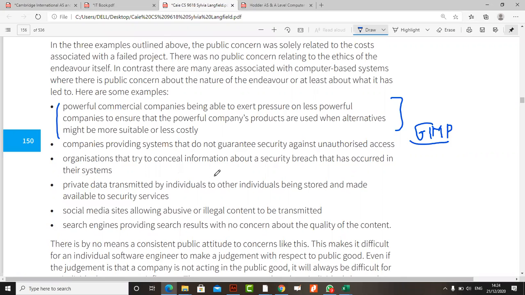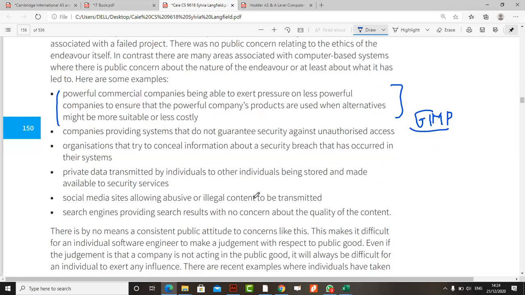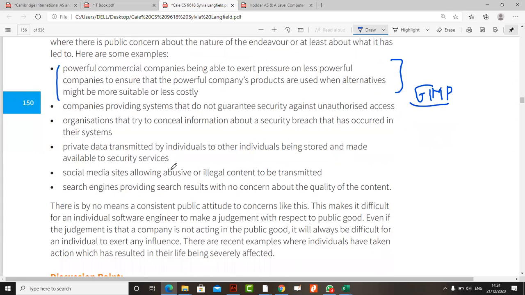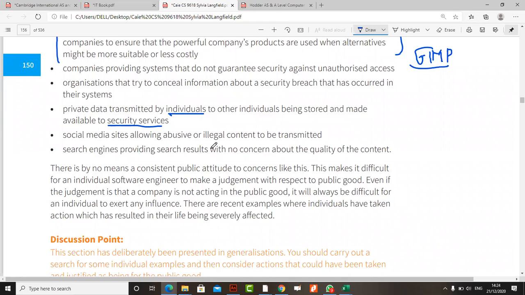Organizations that try to conceal information about a security breach that has occurred in their systems. Okay, yeah, there might be a security breach within an organization, and they might try to conceal it. Private data transmitted by individuals to other individuals being stored and made available to security services, right? Obviously, not right. Social media sites allowing abusive or illegal content to be transmitted, fine.